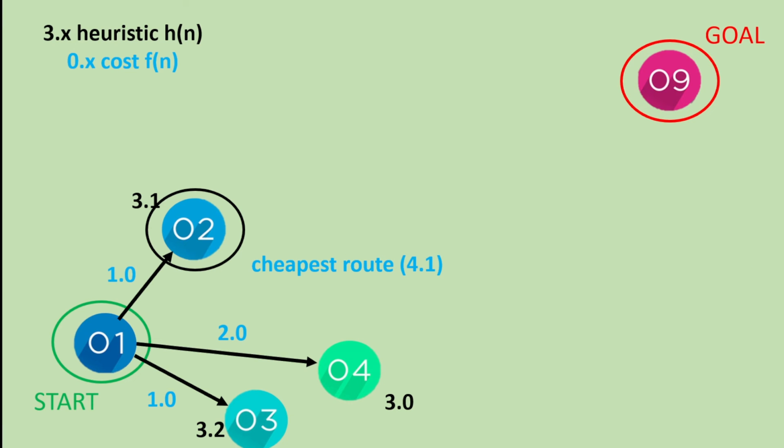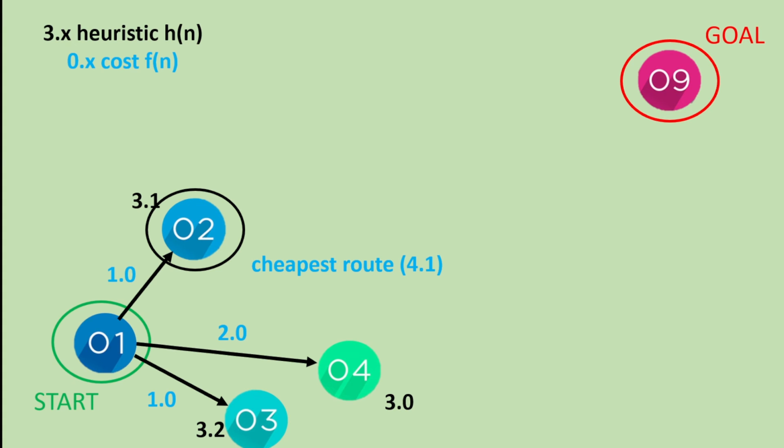Now in the light blue we can see the cost of moving from one node to another. So here we've got values of 1.0 going to node 2 and 3. So with the value 1.0 plus 3.1, the cheapest route at the moment would be via node 2. So if we go to the goal via node 2, we're going to go 3.1 kilometers from node 2, and we've already travelled 1 kilometer from 1 to 2. So the cheapest route, as far as we know at the moment, is from 1 to 2 to 9.